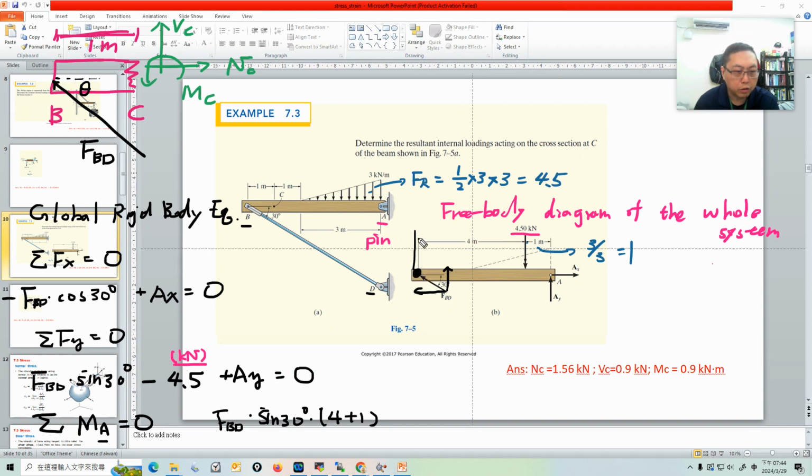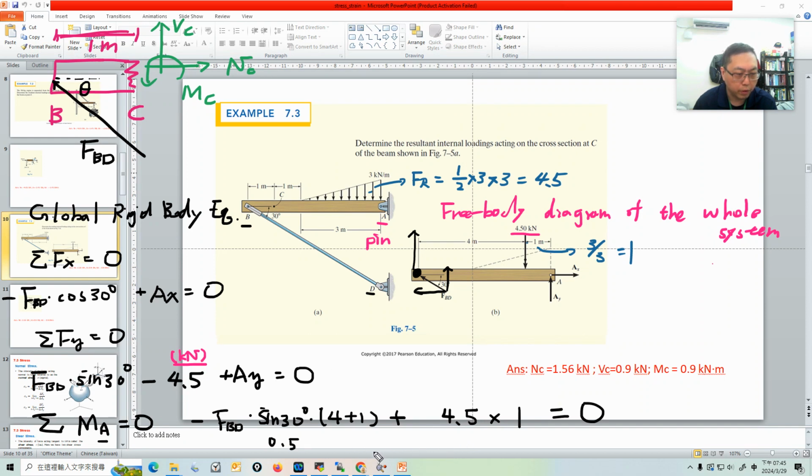The force points up, and with respect to the reference point, it produces a clockwise rotation, so it's negative. The 4.5 kilonewton force also creates a moment, a counterclockwise rotation, so it's positive: 4.5 times 1. Then it equals 0. Is this solvable? Sine 30 degrees is 0.5, so this should be solvable.